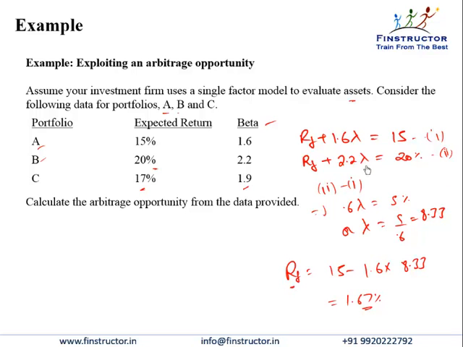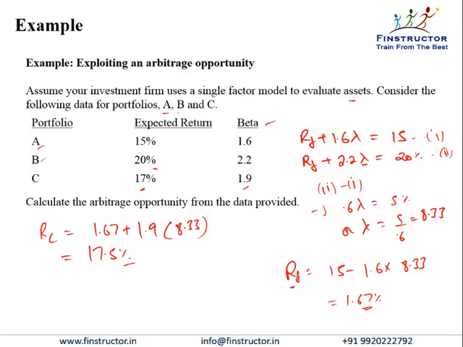Using the values of RF and lambda, let's now try to calculate the return on asset C as given by the arbitrage pricing theory. So return on C from the APT will come out to be 1.67 plus 1.9 times lambda, that is 8.33, which comes out to be approximately 17.5%.